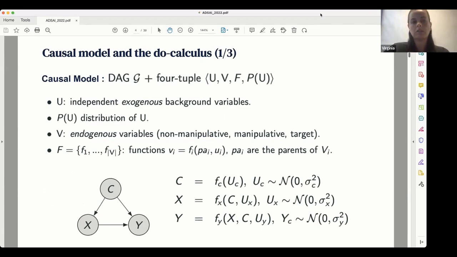A structural causal model is given by a four-tuple where we have exogenous background variables U, endogenous variables V, a set of functions mapping each node's parents and exogenous factors to it, and a probability distribution for the exogenous variables, P of U. For instance, in the causal graph that you see here, X, Y, and Z, we have an associated structural causal model on the right, where, for example, each variable, let's say X, is a functional transformation, a function f_X of its parent C and the exogenous factor U_X, where U_X is assumed in this case to be normally distributed with mean 0 and variance sigma squared X.